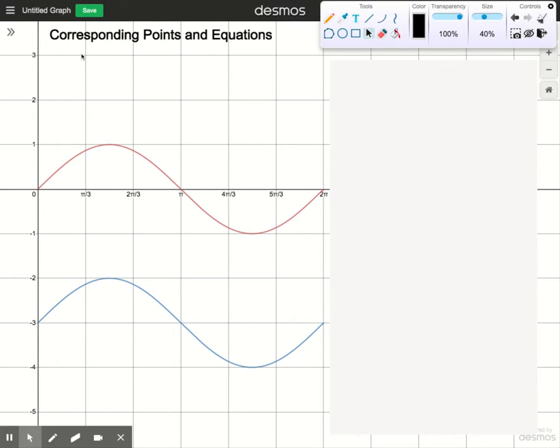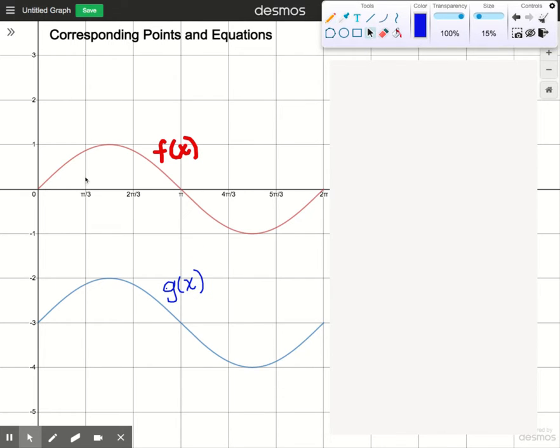All right, in this video, we're going to review corresponding points and then writing equations. So here are our two functions. The first one we'll call f of x, and the second one we will call g of x. And what we're going to do, first, to find the relationship between them, is look at points that correspond to one another.